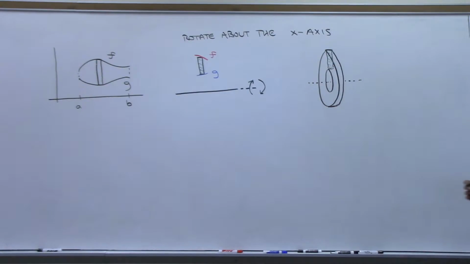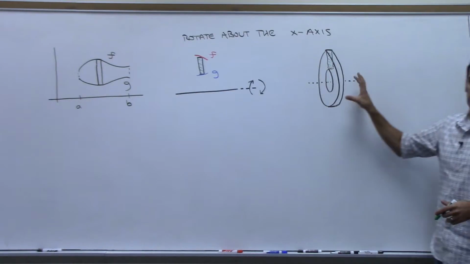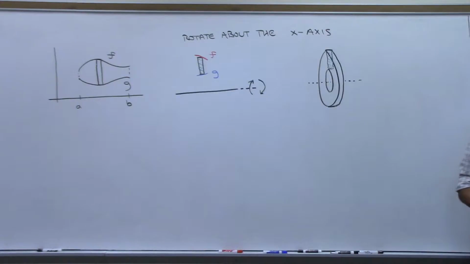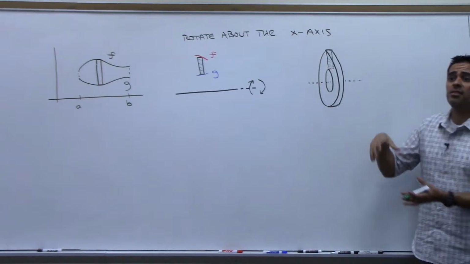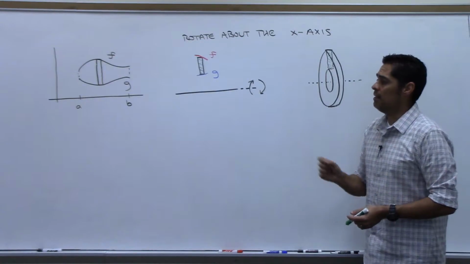So you just told me a second ago, and we had it up here on the board, how to find the volume of a washer. What are the things we need to know? Well, there's actually three things. The inner radius and the outer radius, and then the height.